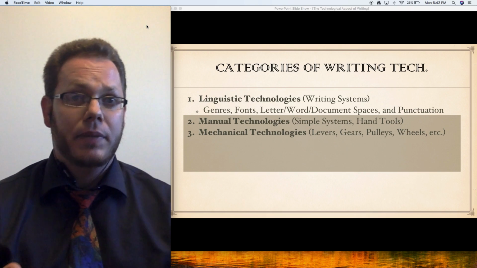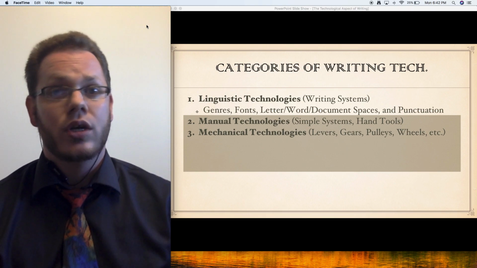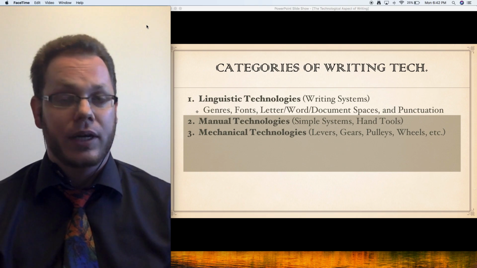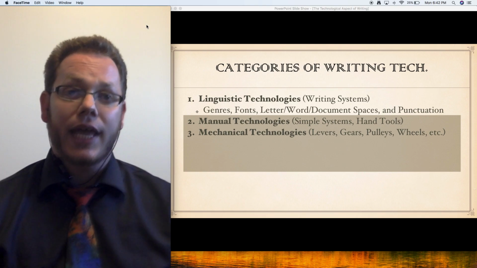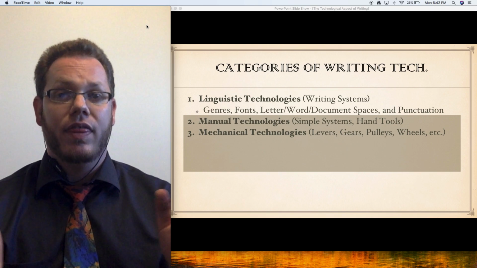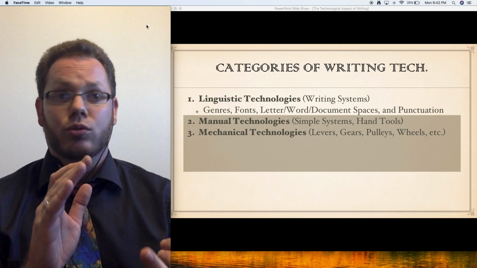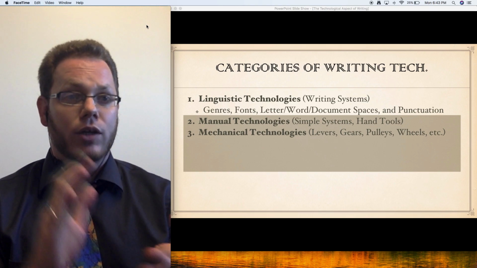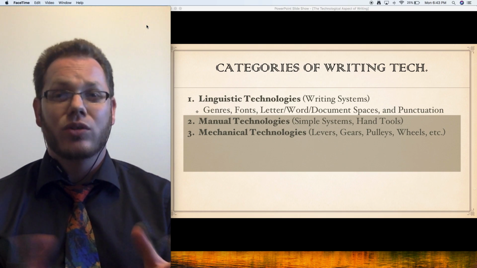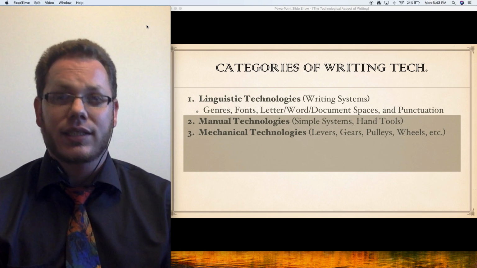So we've got manual technologies and mechanical technologies. Manual: simple systems, hand tools, animal blood, paint, that like berry juice, that kind of thing. Mechanical technologies require a certain amount of processing to get the stuff to work. So physics and chemistry requires levers, requires gears, requires pulleys, springs, wheels. Some of those slightly more complex engineering systems.